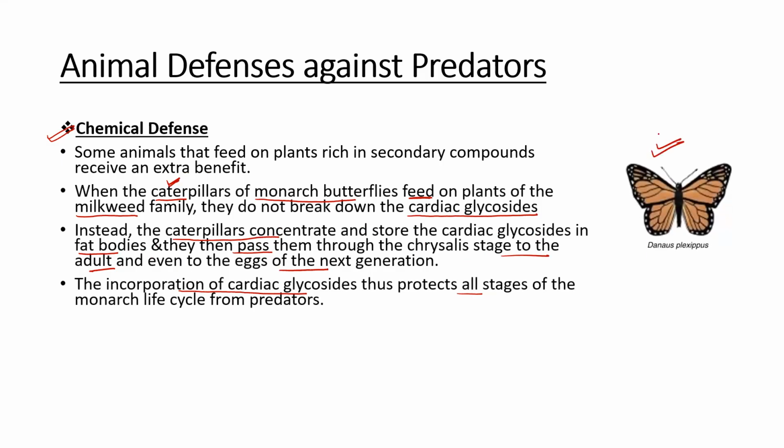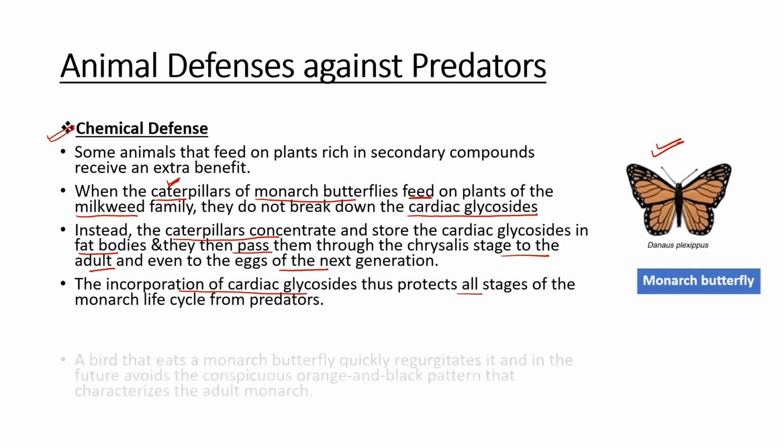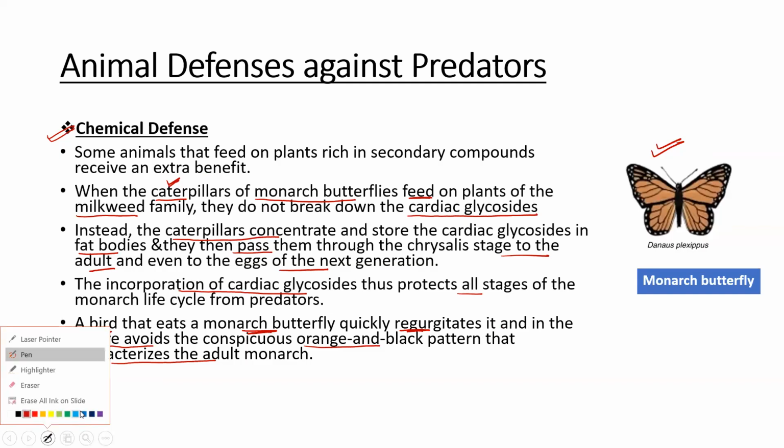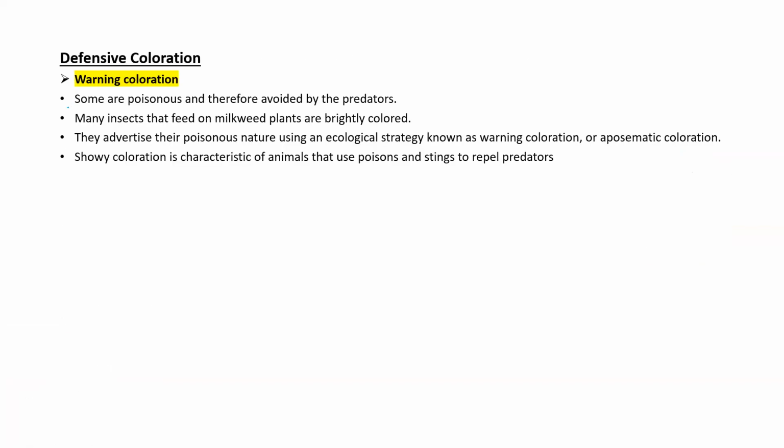See, this is a diagram of the monarch butterfly. Clear? Now, if a bird eats this monarch butterfly, it will immediately vomit it out because it has identified that it has a poison. And in future, it will avoid this orange and black pattern, which is characteristic of the adult monarch. They will never consume such a butterfly which has this pattern. Clear, beta? See next. Second is warning coloration. In warning coloration, just like the monarch butterfly, they are poisonous and therefore they are avoided by the predators.